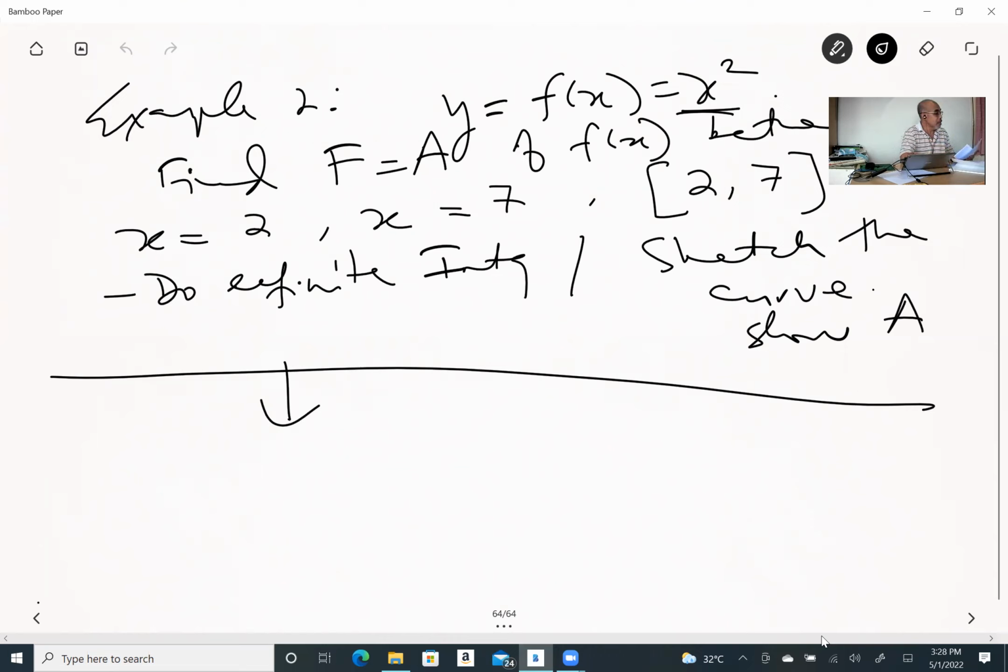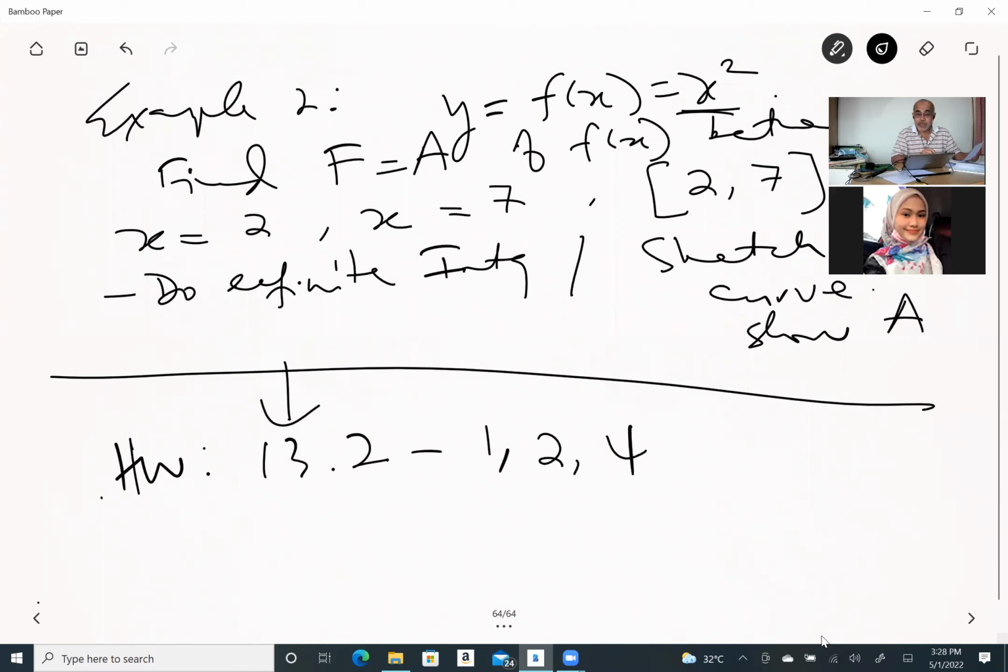Tadi soalan. This is homework questions. 13.2. You do 1, 2, 4. Anak siapa tu? Anak ke adik?